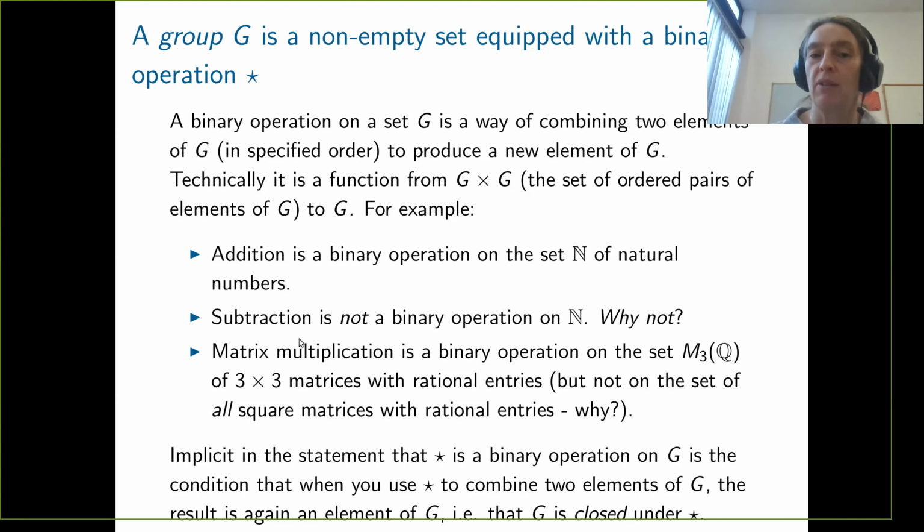And that's why subtraction is not a binary operation on the natural numbers. Okay, so what I'm talking about here is just the fact that these terms that appear in the definition of a group, like binary operation, have very specific meanings, which we need to be aware of and incorporate somehow into our vocabulary. Okay, that's the comment on the binary operation bit.